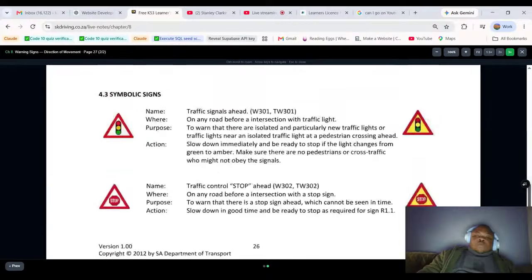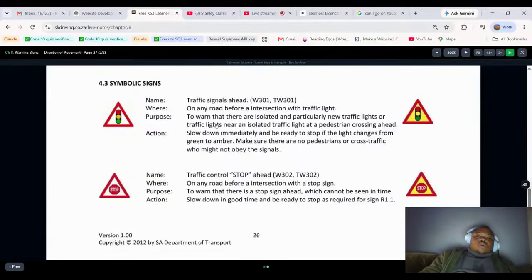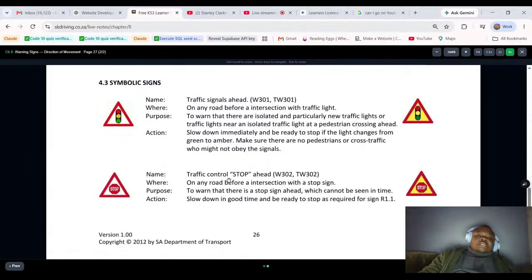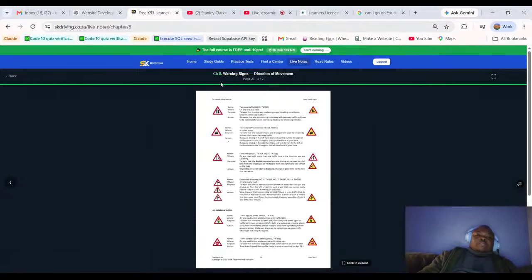And then we have traffic signals ahead. This warns you of traffic lights ahead, and this is a traffic stop ahead, and it warns you of a traffic stop ahead.